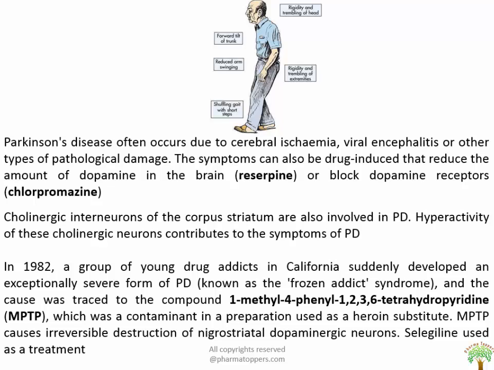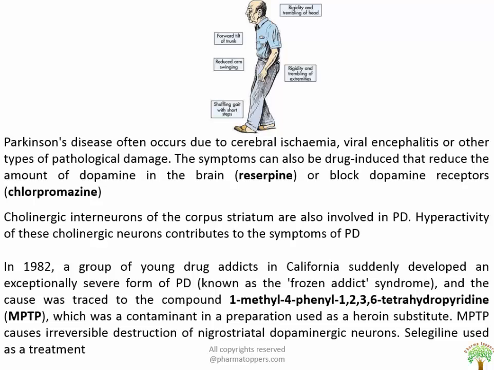Parkinson patients walk with a characteristic shuffling gait. They find it hard to start. Once in progress, they cannot quickly stop or change direction, and thus it is associated with dementia. So Parkinson disease often occurs during cerebral ischemia, viral encephalitis, or other types of pathological damage. That is, the symptoms can be drug induced, which reduces the amount of dopamine by reserpine or blockage of the dopamine receptors by chlorpromazine.